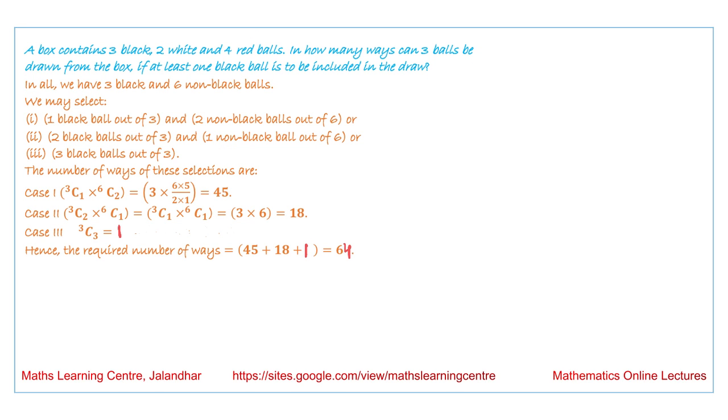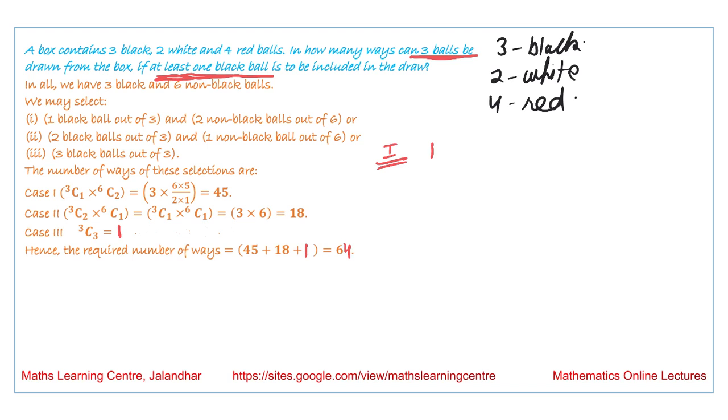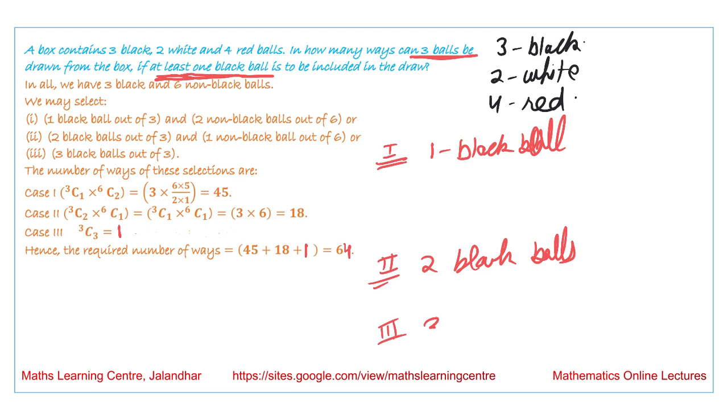Now the next question we have is, a bag contains 3 black balls, 2 white balls and 4 red balls. It is being asked, in how many ways can 3 balls be drawn from the box if at least 1 black ball is to be included. So we have the first case that there is 1 black ball. Second, there are 2 black balls. And third, there are 3 black balls.